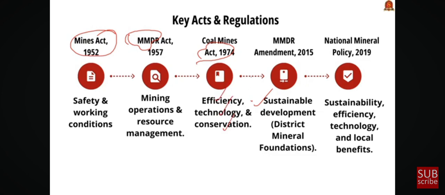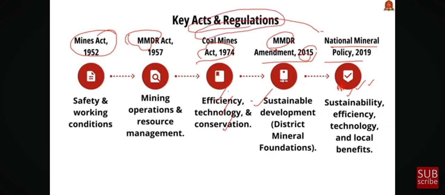Then the MMDR Amendment 2015. This amendment formally mandated sustainable development in mining by establishing the District Mineral Foundation to support regions and communities affected by mining activities. Then finally comes the National Mineral Policy 2019. Its aim is to make mining more sustainable and efficient, and it promotes using modern technology, speeds up the licensing process, focuses on protecting the environment, and so on. The policy also seeks to create more jobs and improve local infrastructure, and it ensures fair benefits for communities affected by mining. So these are all very important key acts and regulations that you have to remember from the perspective of the mining sector.